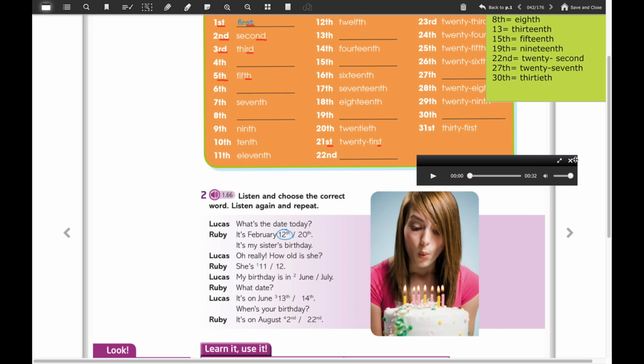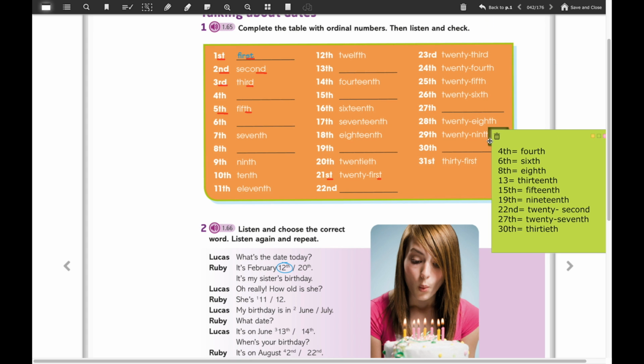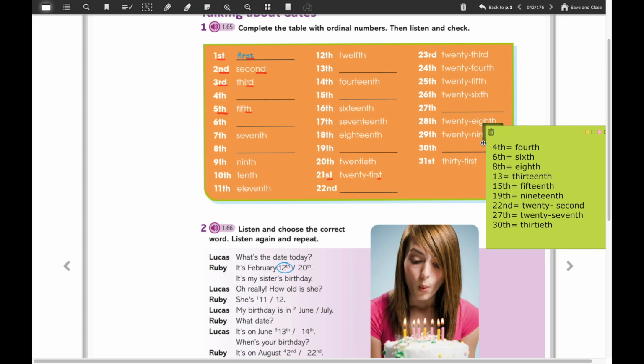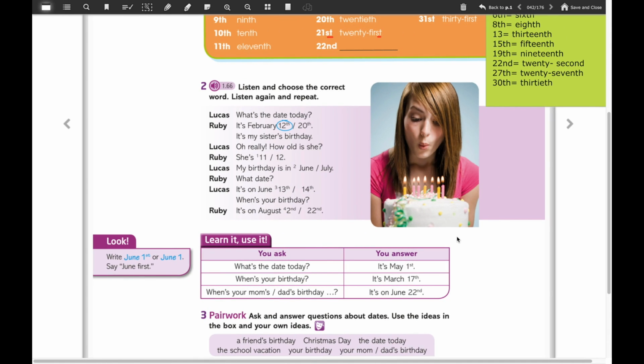Okay, excellent. If you want to listen to the audio again, you only have to rewind this video and you can listen to it again, okay? Another thing that is very important to understand is that the book gives you a tip that you can use in your normal life. And here we have 3 questions that are related to the communication part. So we have, what's the day today, when's your birthday, and when's your mom's or dad's birthday.